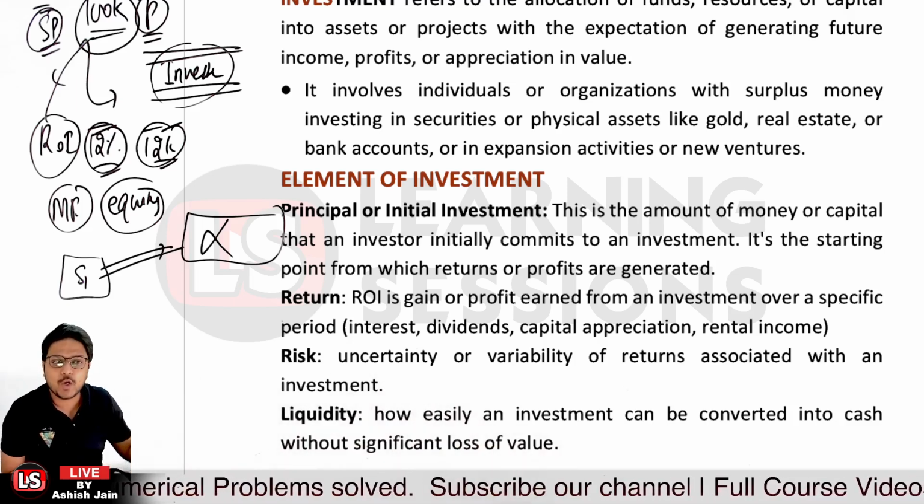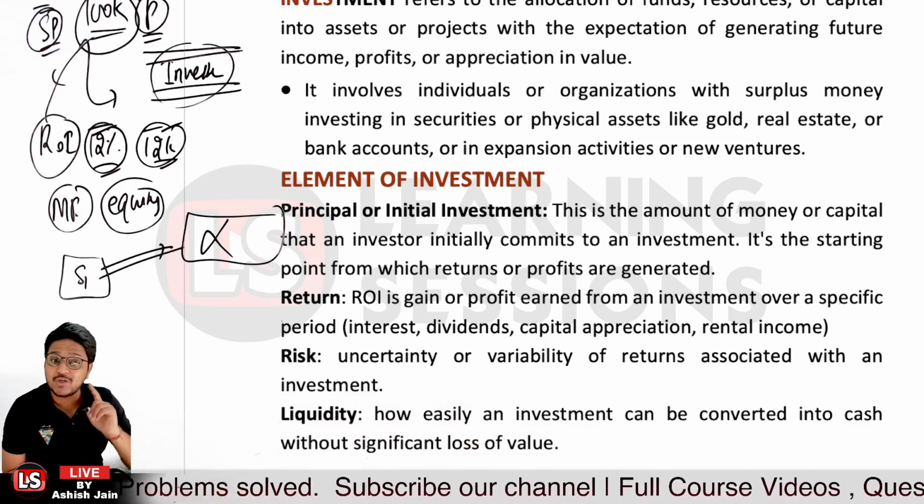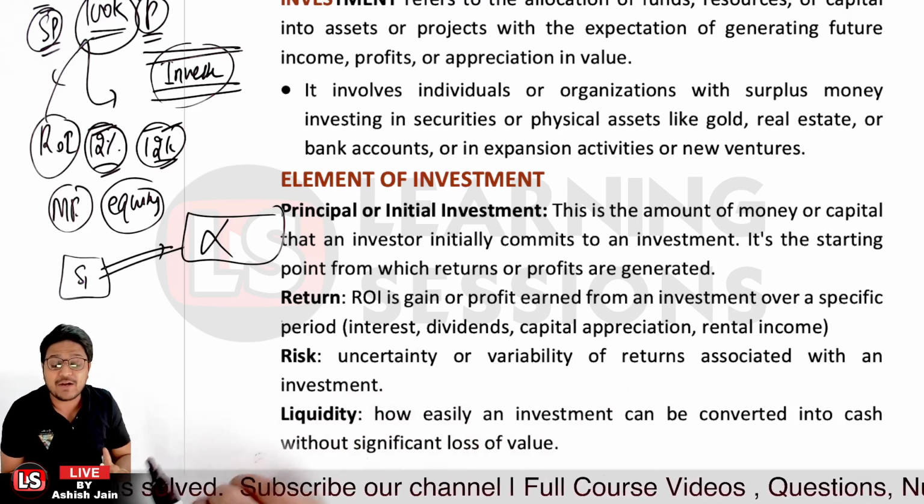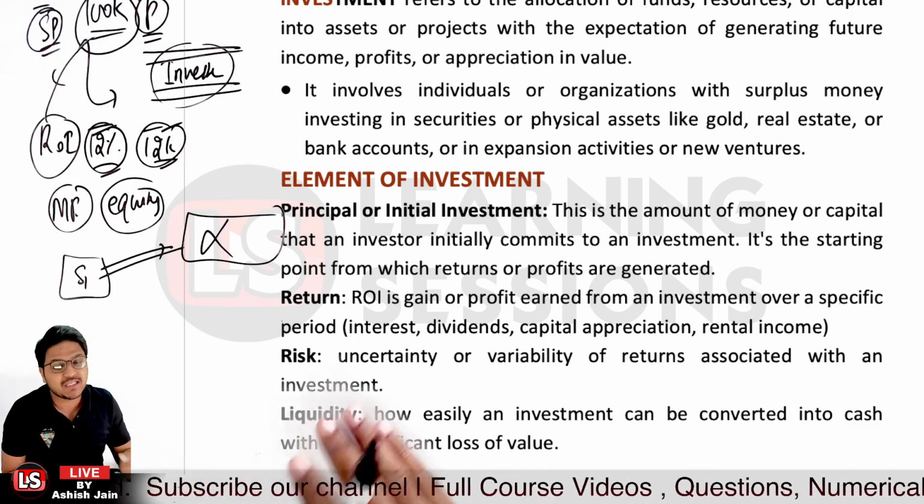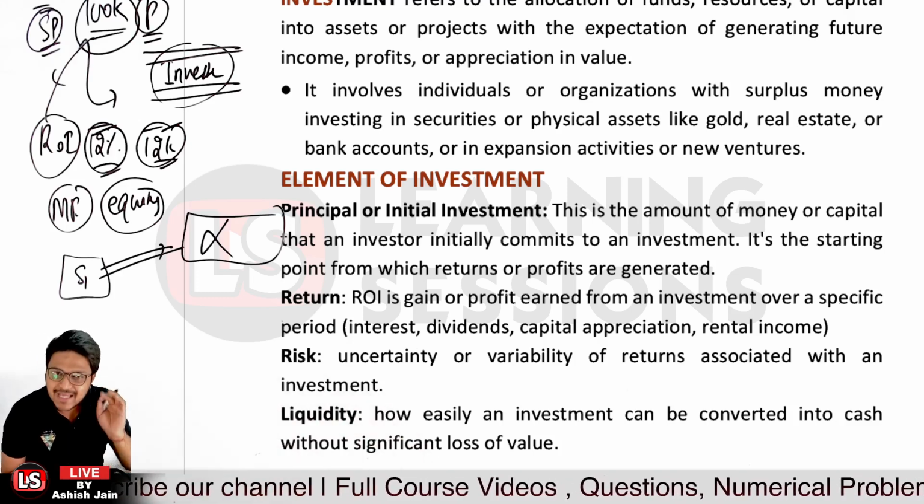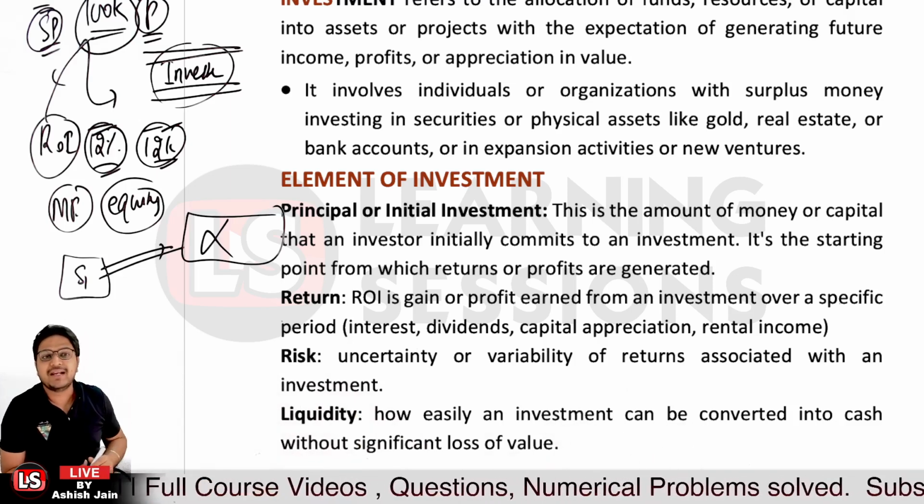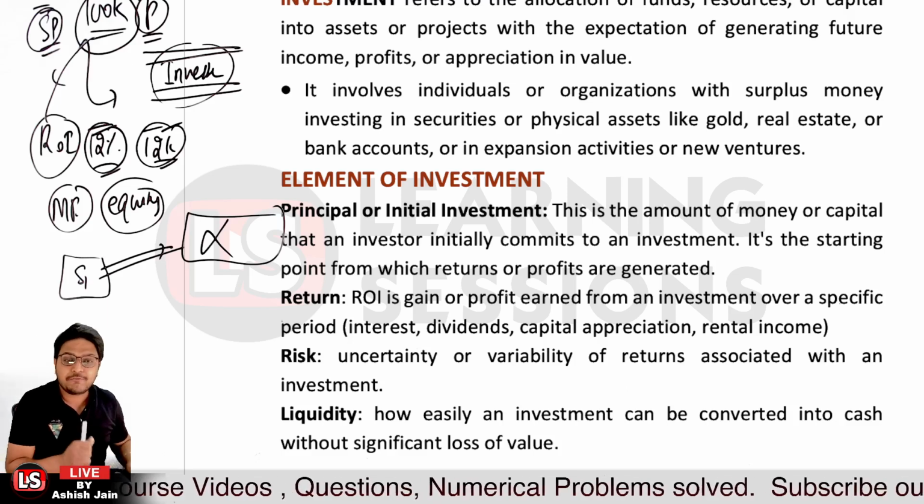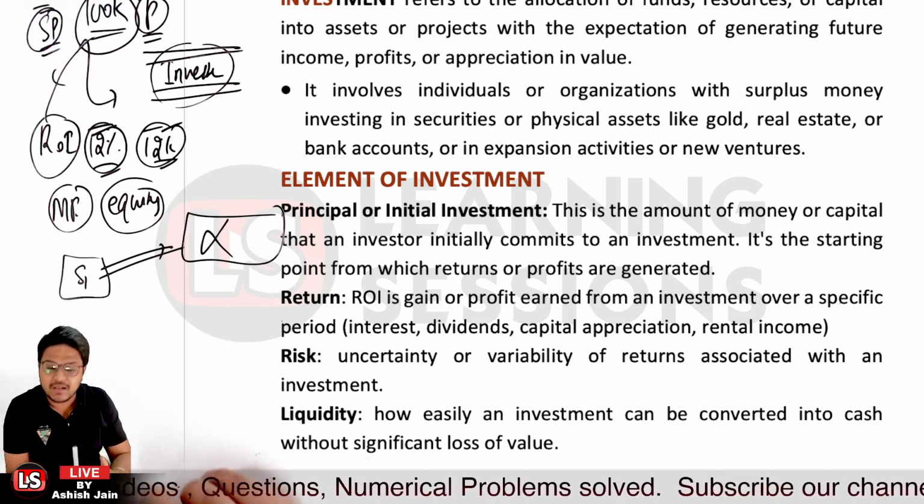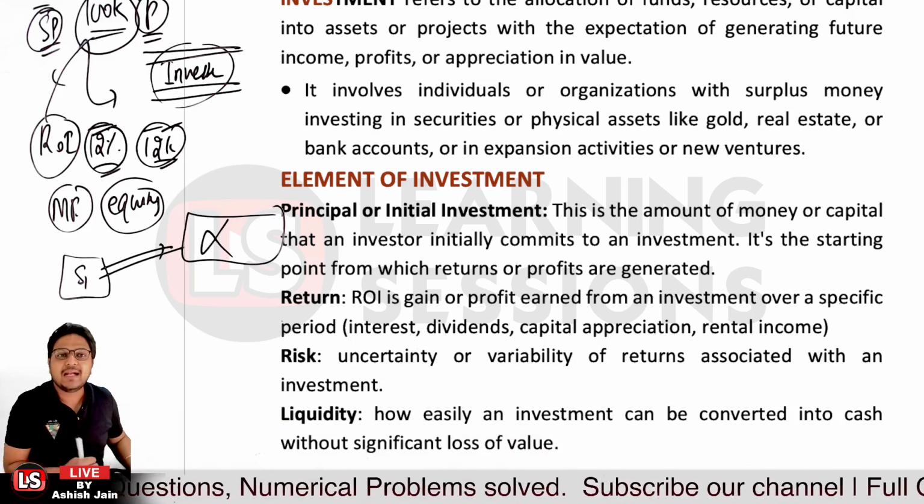It's illiquid. Now, how readily can a particular security or investment be converted into cash without a significant loss in value? That is the capacity to liquidate that security. That's liquidity, right? So these are the different elements of investment: first of all, principal, return, risk, and liquidity, right?